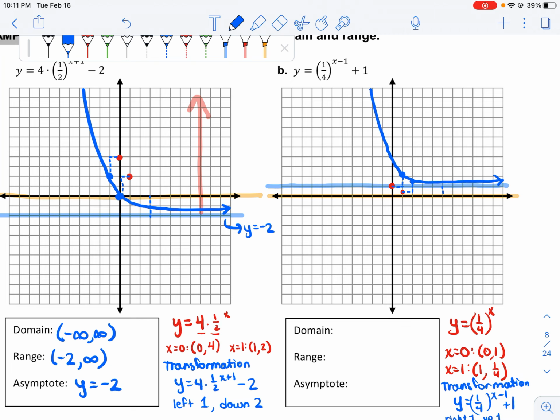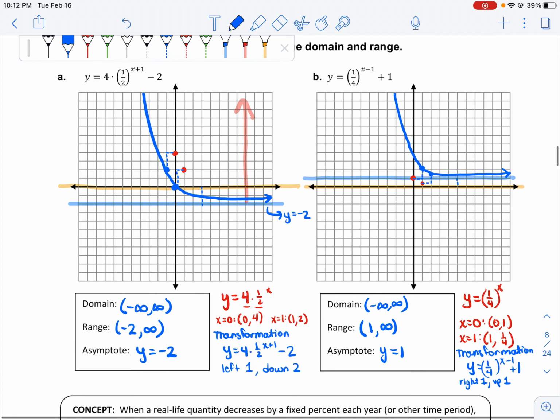So our domain here is negative infinity to infinity. The range is now 1 to infinity. It comes from that transformation, that up 1. And then the asymptote is at y equals positive 1. The go-formative looks similar to last week. There's just a space for you also to label your parent function and your transformation for the last ones that need that.